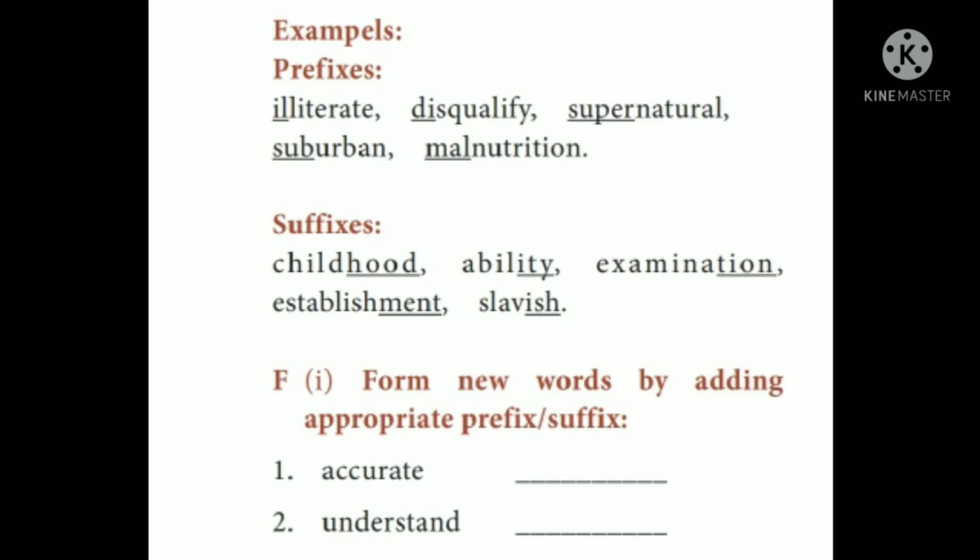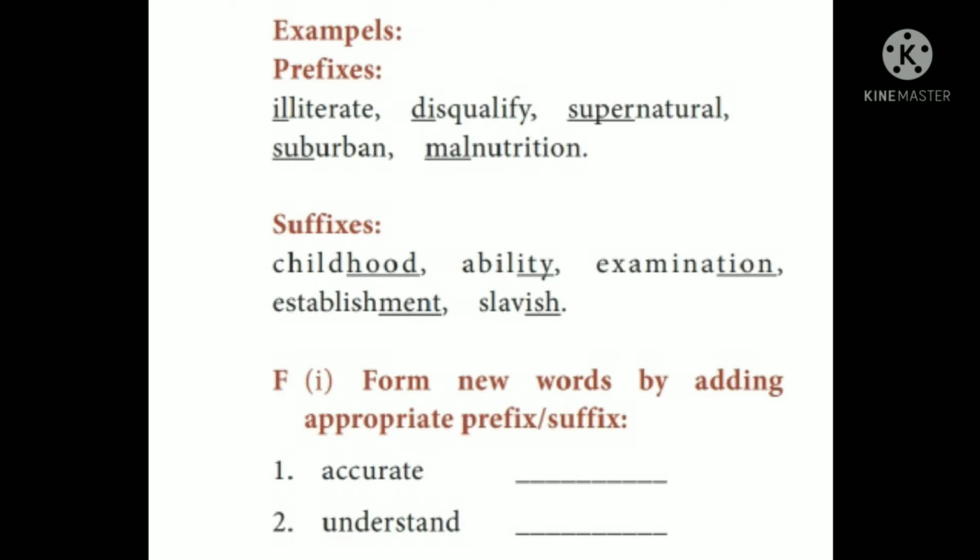First, we'll see what are prefixes. See here. First example, illiterate. Literate is the root word or base word. Il is the prefix used there. By using that prefix il, we are forming a new word, illiterate. Second example, disqualify. Dis is the prefix and qualify is the main word or root word or base word. By adding the prefix, we are forming the antonym also, qualify, disqualify.